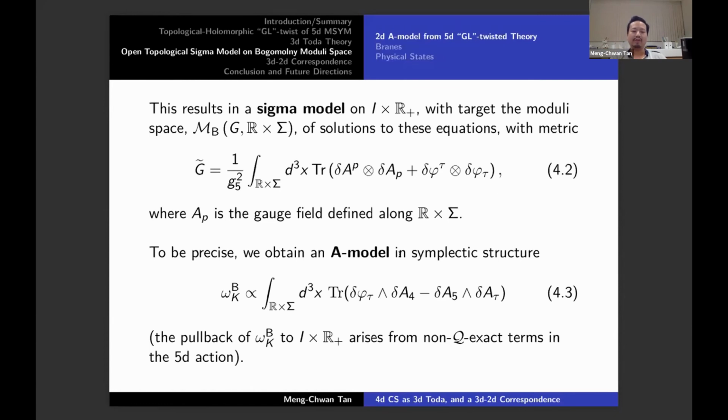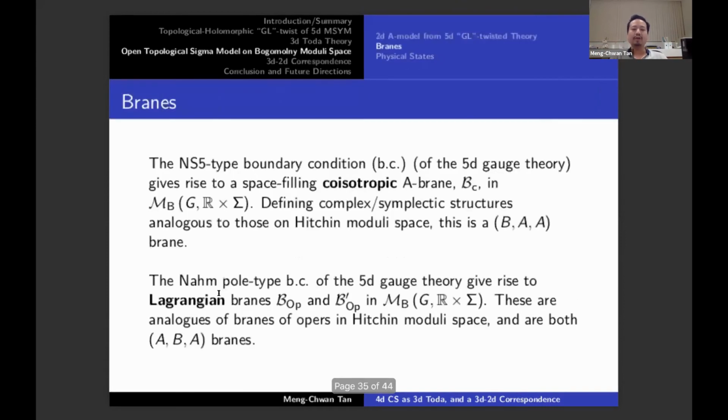And then you also have a symplectic structure that accompanies the A model as a pullback of the worldsheet of I cross R plus. And then we know from the fact that we've used t equals -1 and also the expression for omega here, that we have an A model in complex structure K, okay? Because the Bogomolny moduli space is hyperkähler, it has I, J, K complex structures, so you can have A models in different kinds of complex structure. And in this case, we have an A model in K.